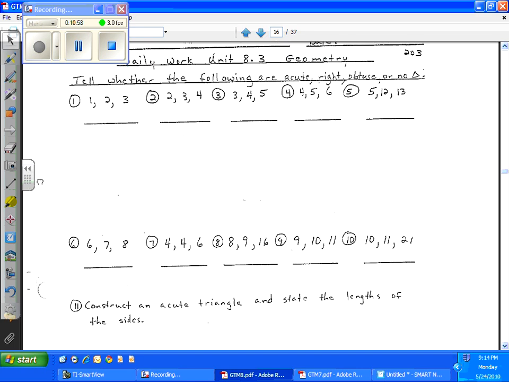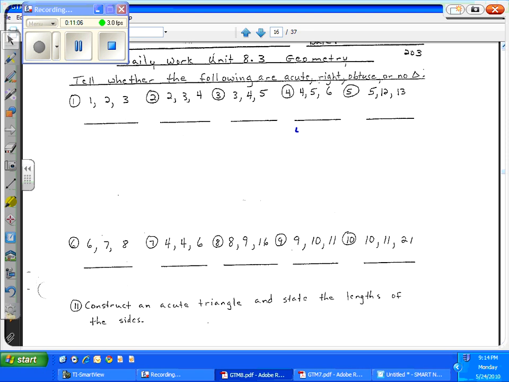Okay? Daily work unit 8.3. Let's just look at number 4. Number 4, we want to see if it's a triangle, so we compare the sum of the smaller two to the larger. The sum of the smaller two is 9. That is greater than 6, so that proves that, yes, it is a triangle. But it doesn't tell us what kind.